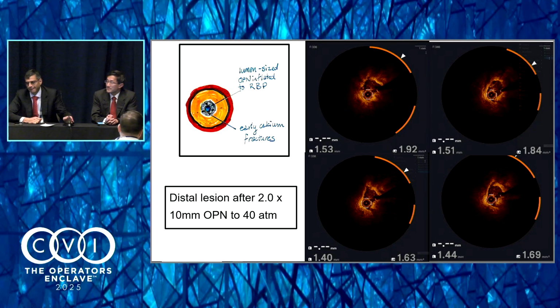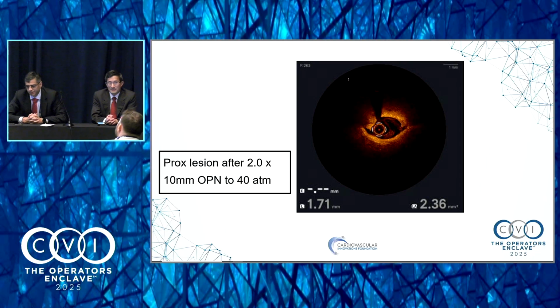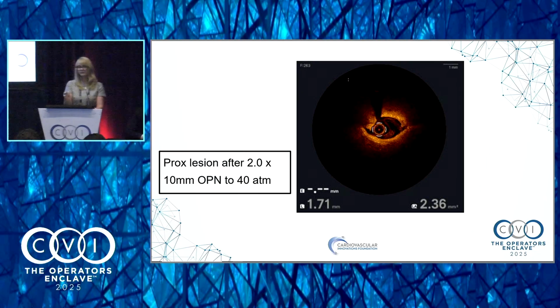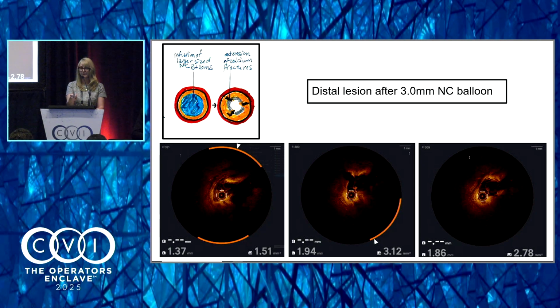Okay, and that's just an image of the proximal lesion. I wasn't really targeting that lesion as much with this technique, but you can see even so at that larger site, there's still some initial cracks that have formed after the 2.0 OPN.